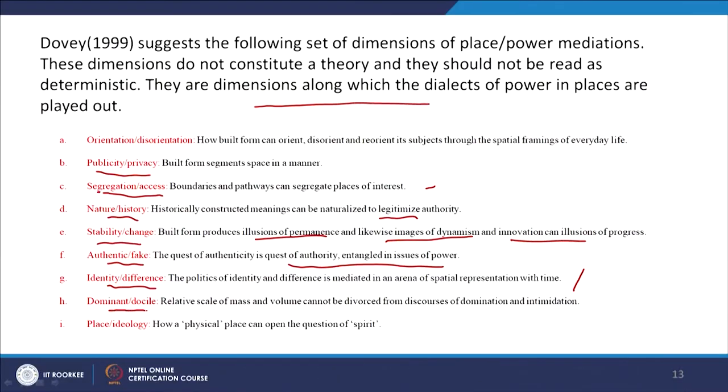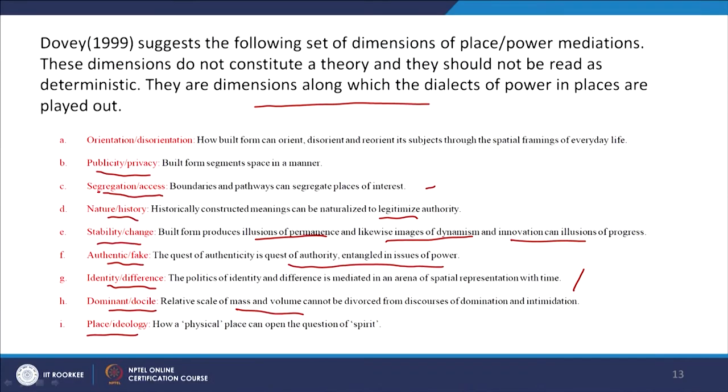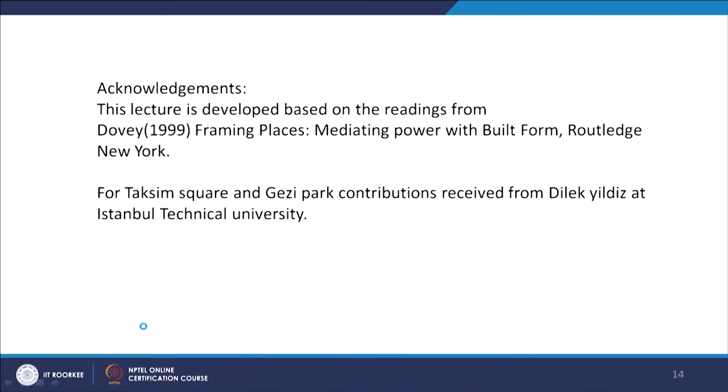Dominant and docile talks about the way mass and volume cannot be divorced from discourses of domination and intimidation. Place and ideology: how a physical place can open a question of spirit. So these are some of the dimensions, and I acknowledge Kim Dovey's work on framing places, mediating power with built form. I also thank Dilek Ildich for her contributions on the Taksim work.